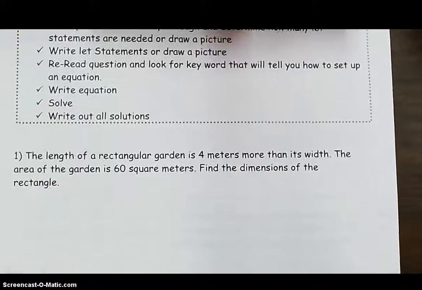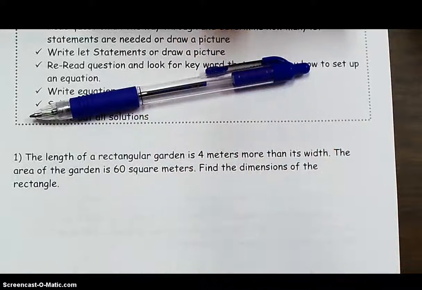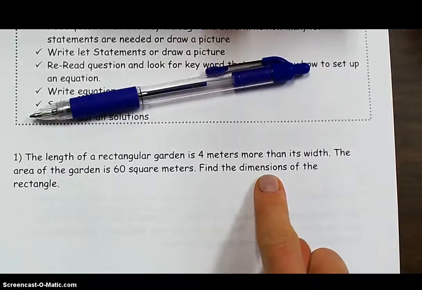So, number 1, first, put down your pencil and just read. The length of a rectangular garden is 4 meters more than its width. The area of the garden is 60 square meters. Find the dimensions of the rectangle. Okay, so let's think about this. What are we trying to solve for? We're trying to find the dimensions, and the dimensions are the length and the width.